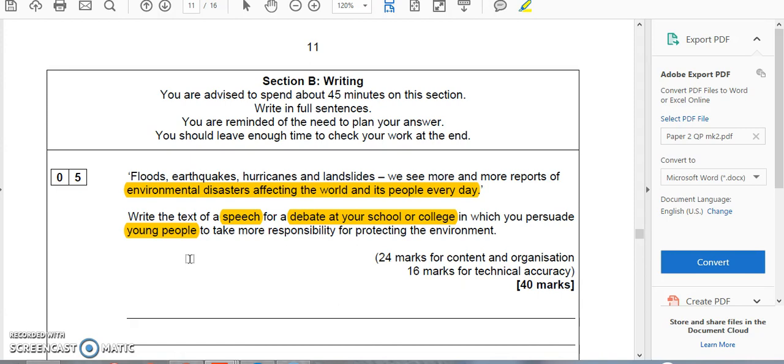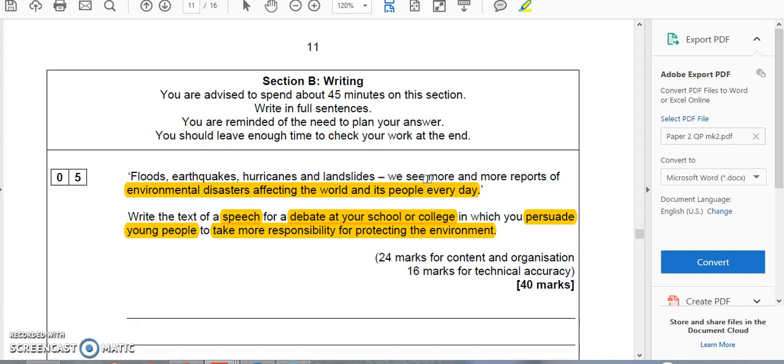And our purpose is fairly straightforward. We are always going to be writing something persuasive. For question 5, paper 2, you will always write persuasively. That is one of the things that it judges you on. In this case, we're persuading people to take more responsibility for protecting the environment. So that immediately tells us that we're going to want to use some of those persuasive techniques that we've seen in those speeches and those articles throughout the course. It also tells us what the topic is as well, really, doesn't it, a little bit? It tells us that it's about taking more responsibility for protecting the environment.